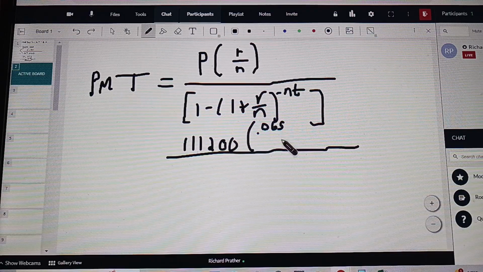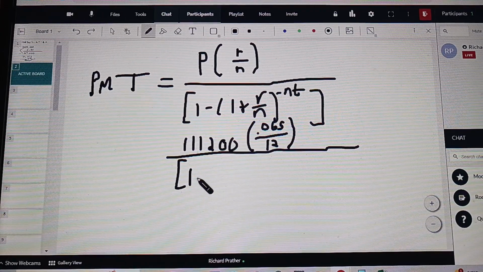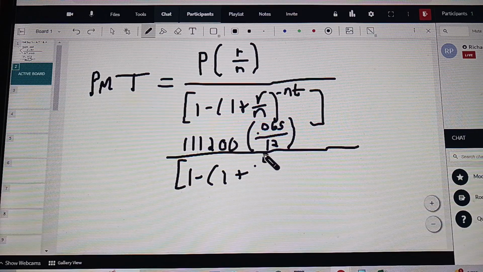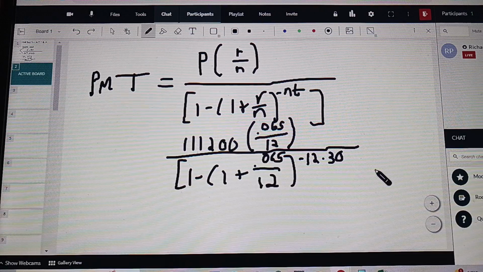Houses and cars are always monthly, so definitely N is 12. Okay, then in our denominator we have 1 minus 1 plus, same exact fraction. That's the one nice thing, is that those two fractions are always the same. Don't forget the negative for the exponent. The 12 will come next. And the most common thing for houses is 30 years, but there are options to do 15 or 20 if you can afford a higher payment.